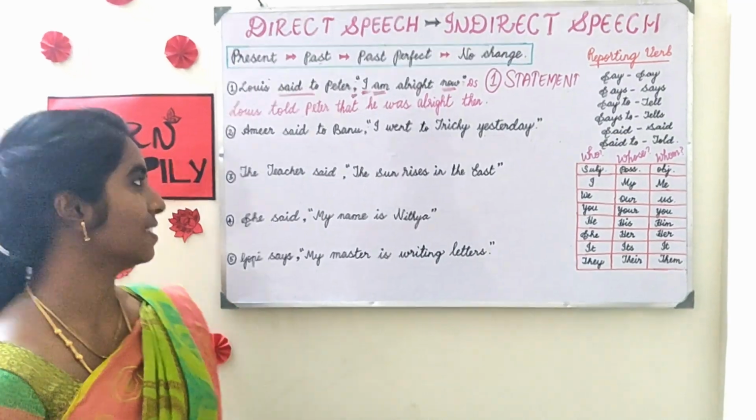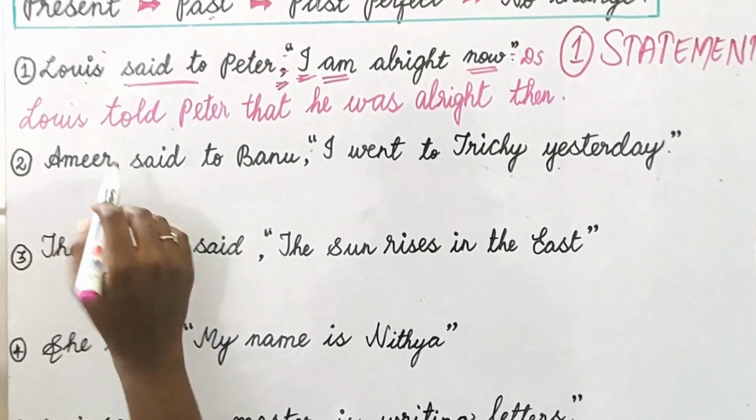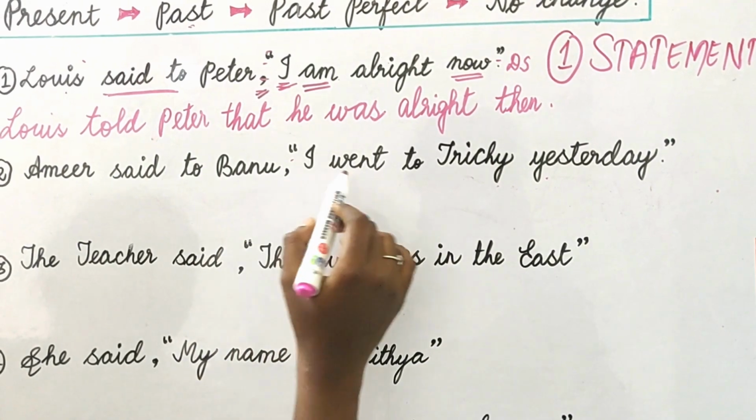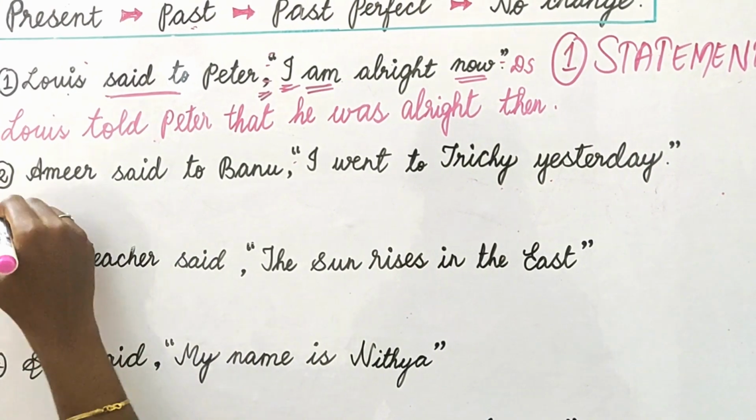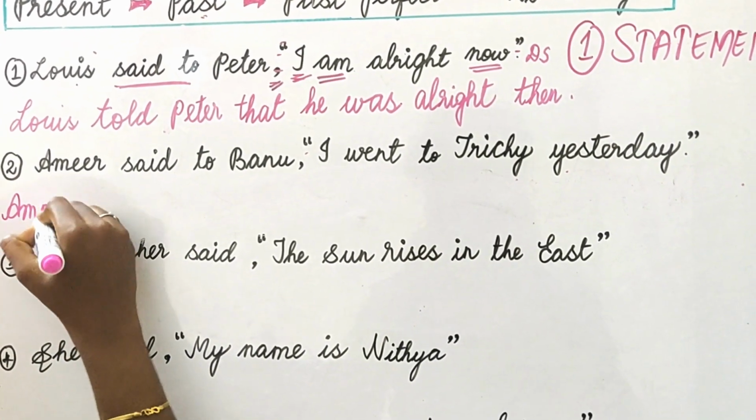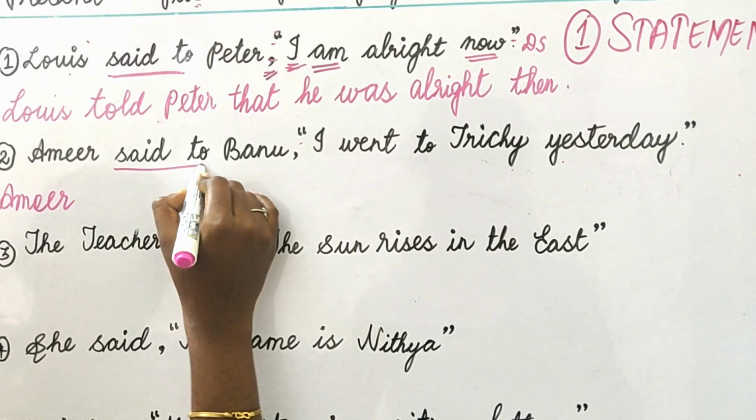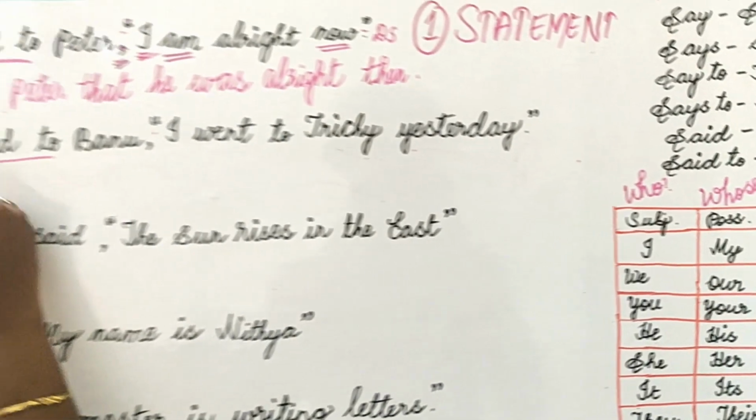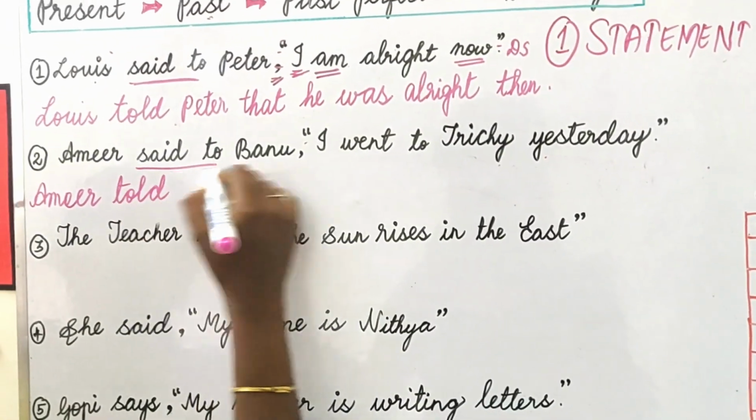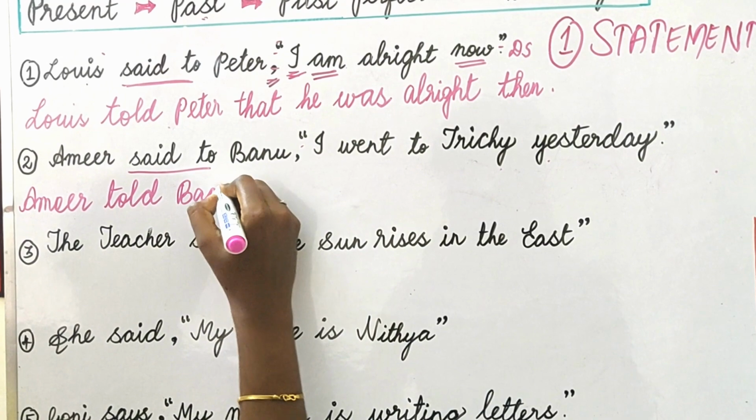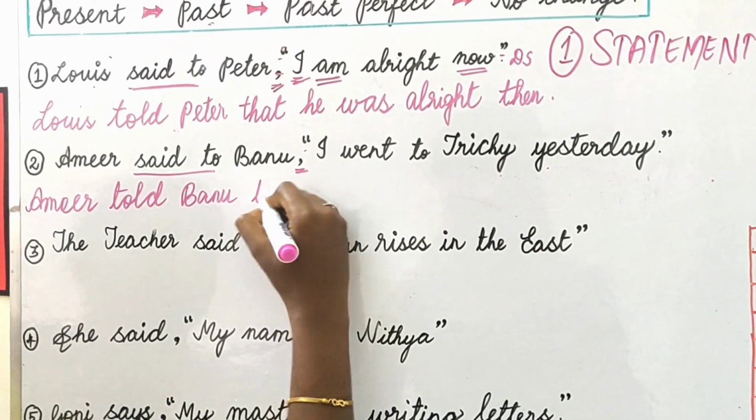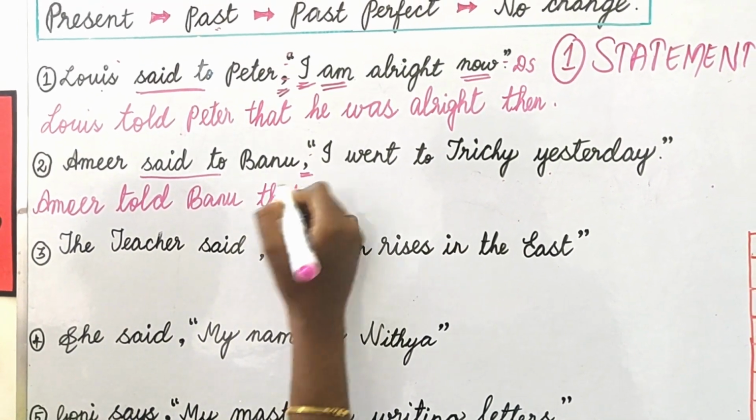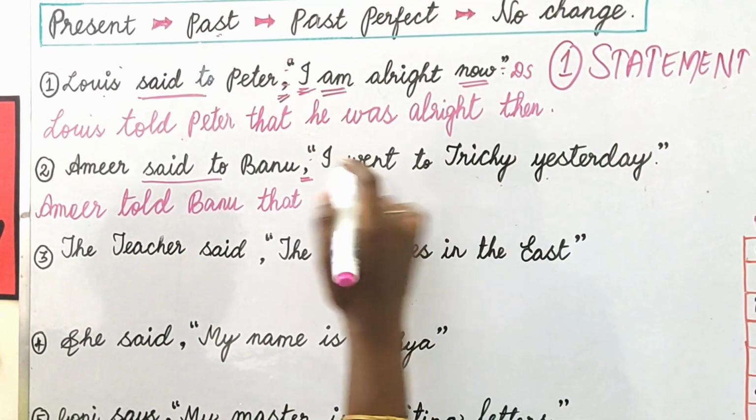Coming to the second sentence. What's the second sentence? Read. "Amir said to Banu, I went to Trichy yesterday." Okay. So first, what do we have to see? We have to see the reporting verb, isn't it? "Said to" will be changed to "told". Amir told Banu. Don't add "told to". Then in the place of the comma, the conjunction we have to add is "that". Amir told Banu that. Remove all the punctuation.